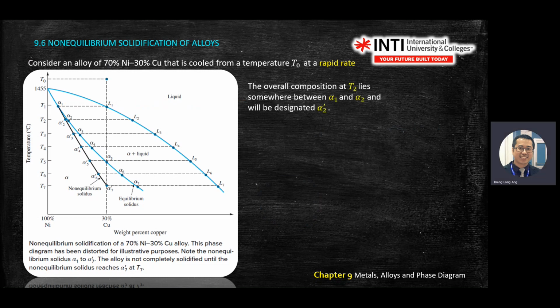So overall composition at T2 is between A prime 2, A1 and A2, and you can denote it as A prime 2. So A prime 2 is between alpha 1 and alpha 2. It is between these two values. Right?